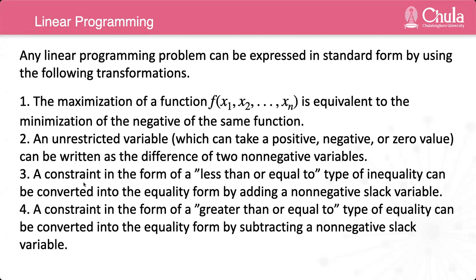The next one: a constraint in the form of less than or equal to can be converted by adding a non-negative slack variable to the left-hand side. A constraint in the form of greater than or equal to can be converted by subtracting the non-negative slack variable. Instead of addition of the slack, you subtract it.